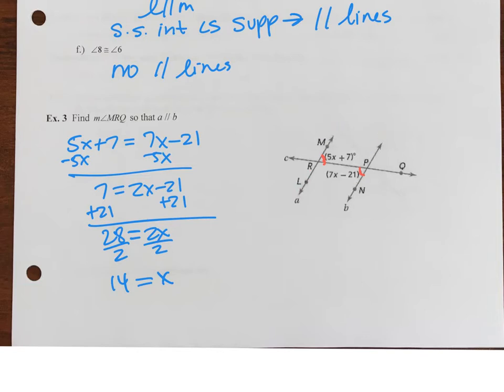Now notice that it says find the measure of angle MRQ. We haven't done that yet. All we have done is found x. So what we need to do is go back to this expression for the measure of angle MRQ, and where you see this x, let's replace x with 14.